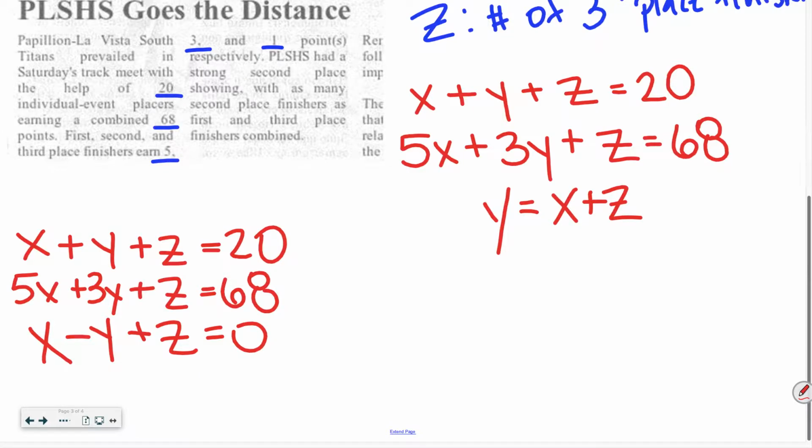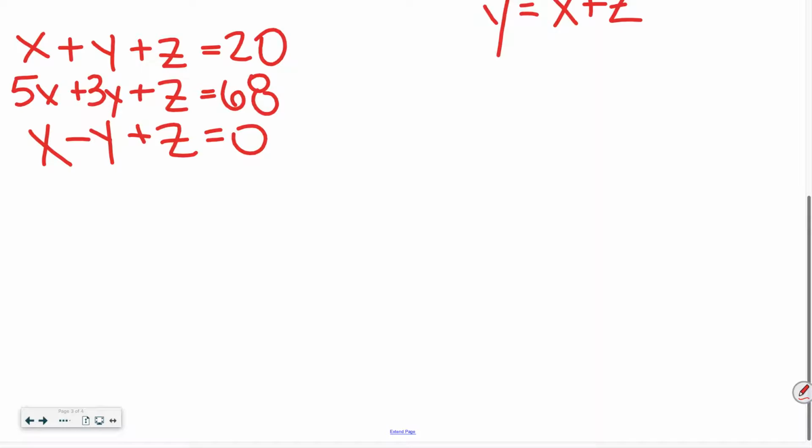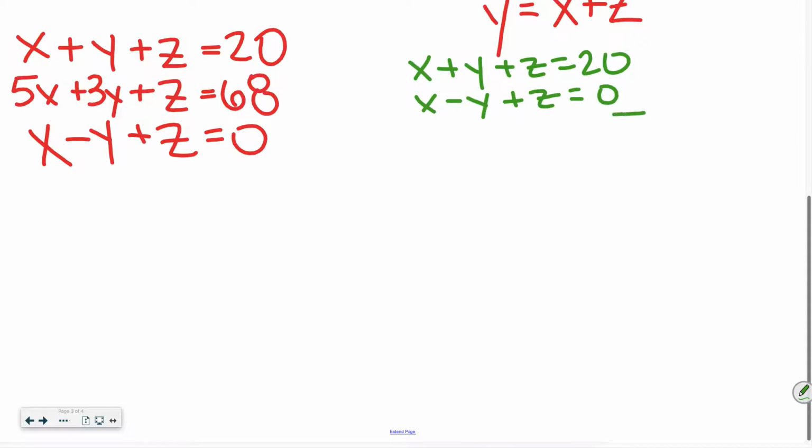All right, which variable should we eliminate? Y. I think y looks pretty nice, don't you? Because we can take the first and the third, and y's are already opposite. Yeah. Couldn't we just multiply by -1 and get rid of the x and the z, and then keep the y?